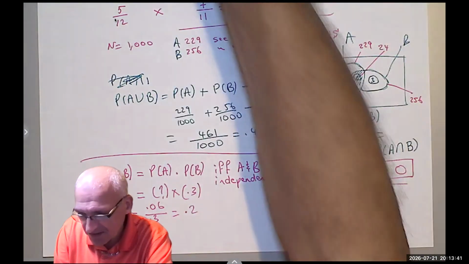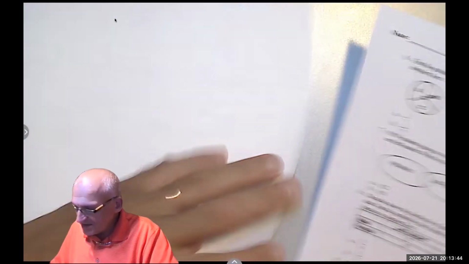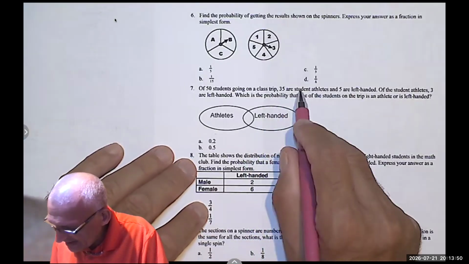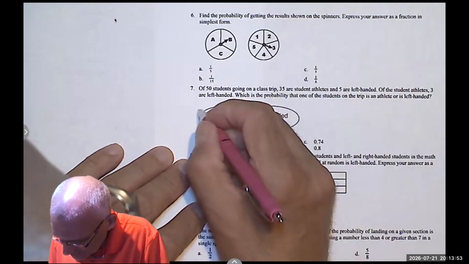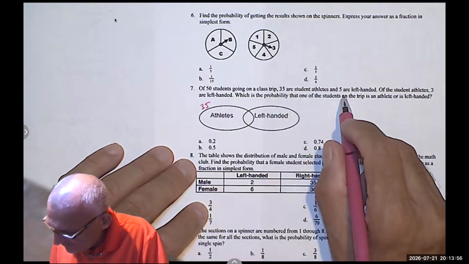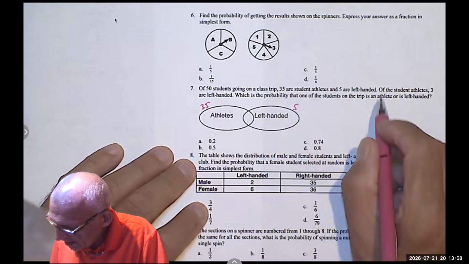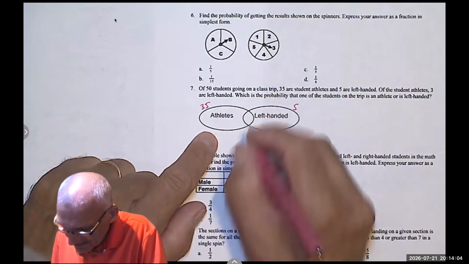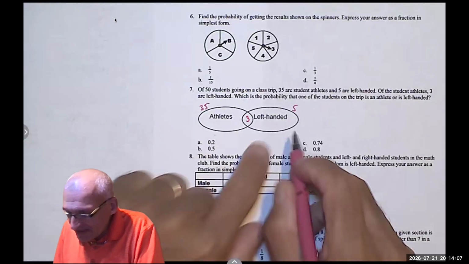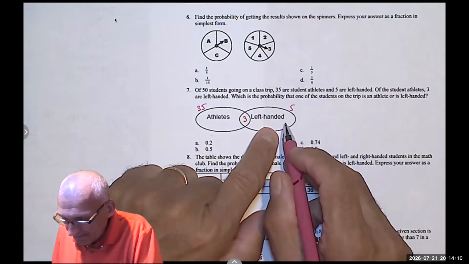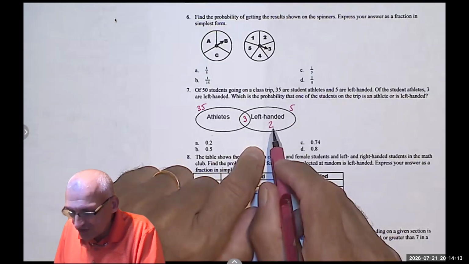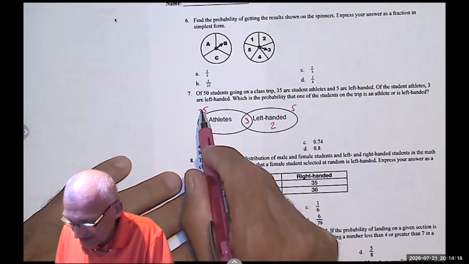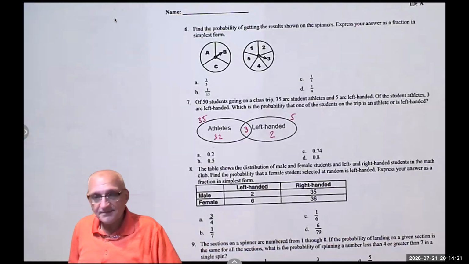Let's move to the second page. Next one is number 7. Of 50 students going on a class trip, 35 students are athletes. So these are 35. And 5 are left-handed. Of the student athletes, 3 are left-handed. So there is 3 here, which means 2 left-handed students are not athletes. Do you see that we can just write it like that? And then out of these 35, 32 are not left-handed.